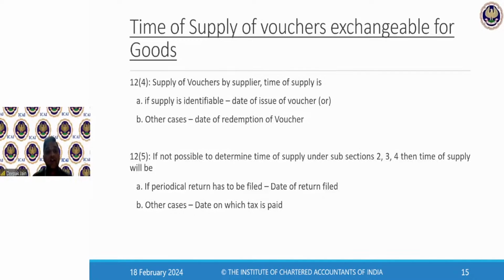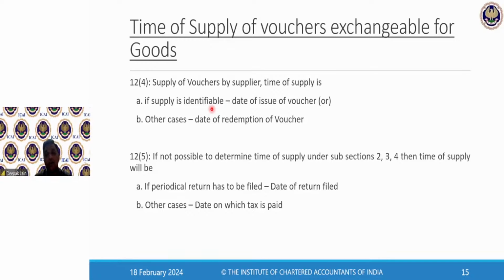Time of supply of vouchers which are exchangeable for goods: where a voucher is issued and it can be exchanged for goods, it could be a general voucher or a specific voucher. If I give you a voucher for buying a shirt, you pay 1,000 rupees for this and you can use it yourself or give it to any of your friends. You would gift it to anybody. That person can come and give me the voucher, and I will give him the goods.